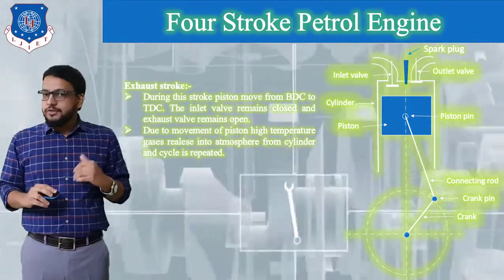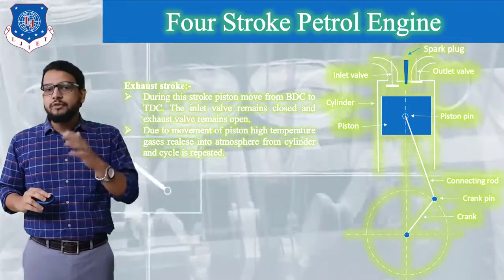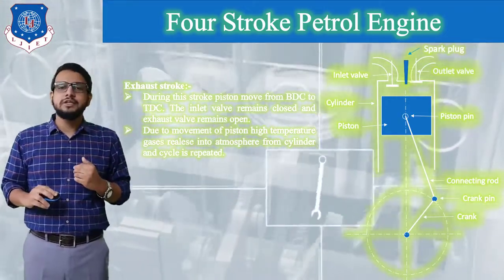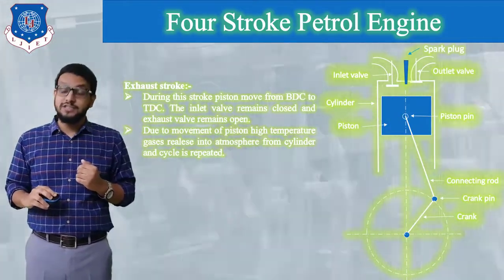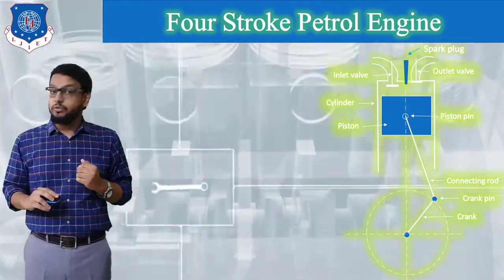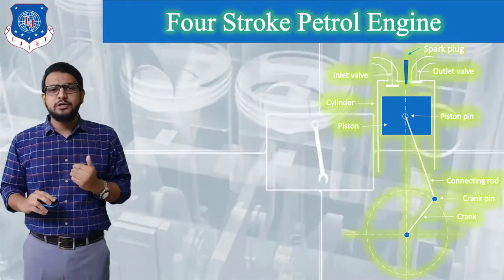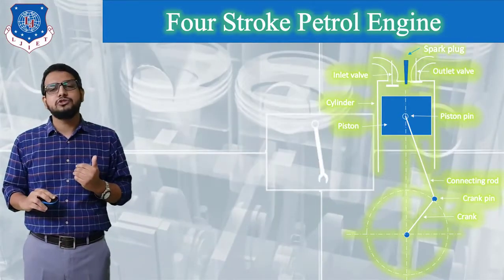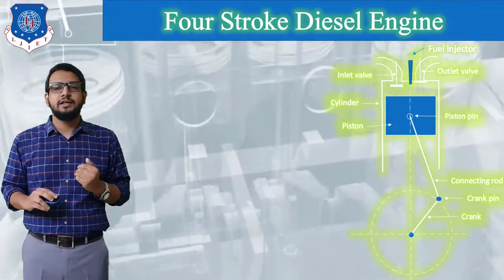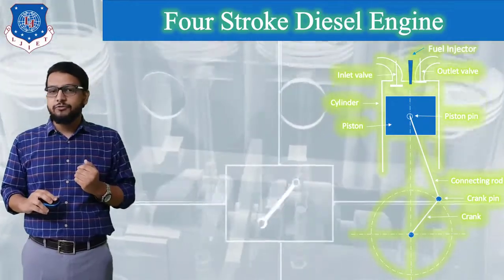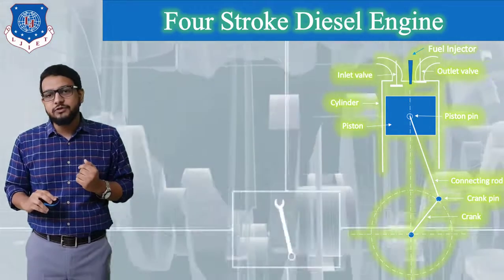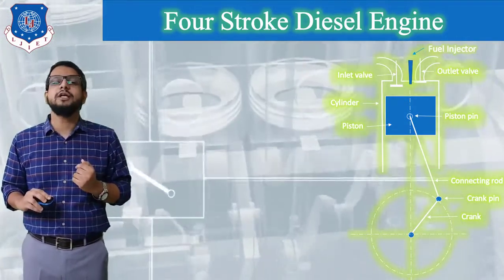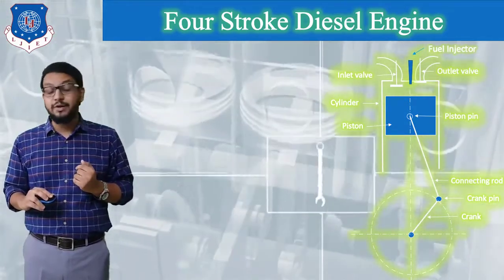Similar is the operation of a 4-stroke diesel engine. The only difference is that in a 4-stroke diesel engine, we make use of an injector, and during suction only air enters the cylinder. So let's see that. Our next topic, the 4-stroke diesel engine. The diagram of the 4-stroke diesel engine is displayed on your screen. You can see that in place of a spark plug, I have written fuel injector. Okay, so this is the main difference.